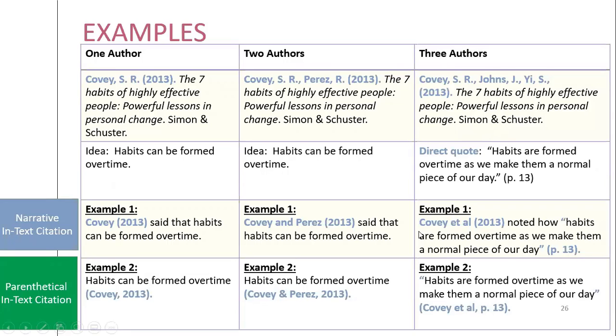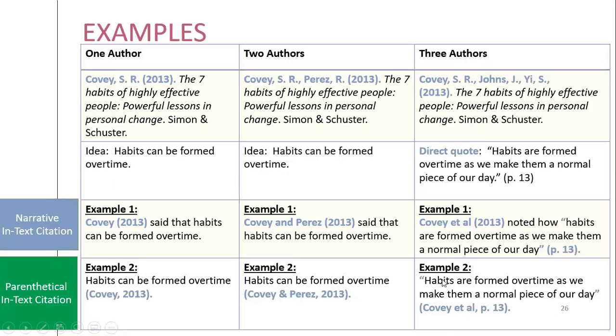What if you have three authors? Well, remember the rule. If you have three or more authors, you have to use et al. But in this case, I want to put in a direct quote. And here's my direct quote with the page number. So in my example, I would put in Covey et al. Why? Because I have three authors. Okay, in your reference section, you have to write out all the authors. But in your citation, it's always the first author's last name, followed by et al. and the year with the page number at the end if you're doing this as a narrative in-text citation.